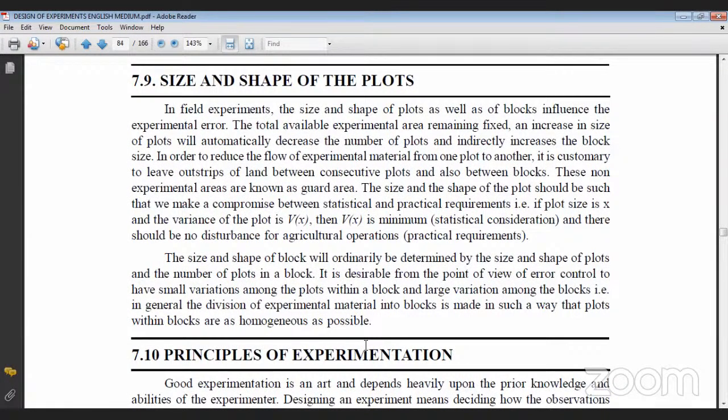it is customary to leave a strip of land between consecutive plots and also between blocks. These non-experimental areas are called borders.